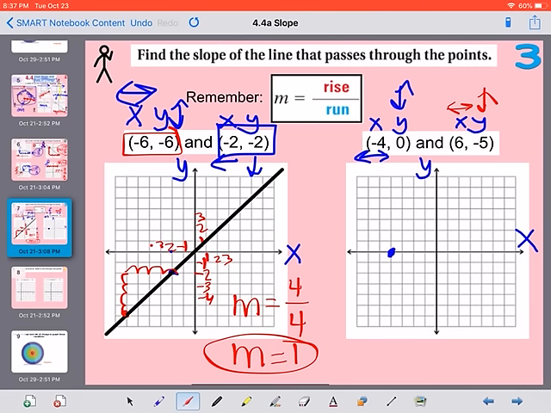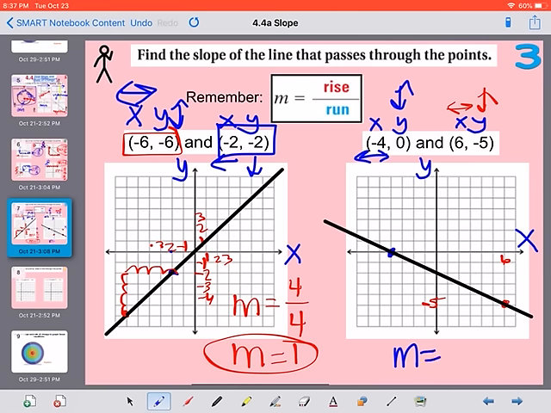And then -5 is down 5. So we went 6 to the right and then down 5. So I'm going to draw a line through those 2 points. Do your best there. Mine is a little crooked, a little off. I get to cheat and use a line maker. And then we're going to count our slope.